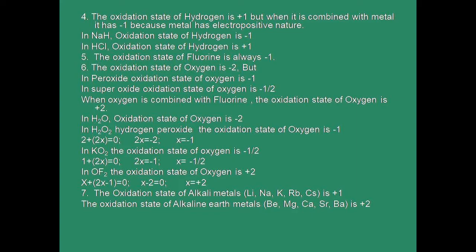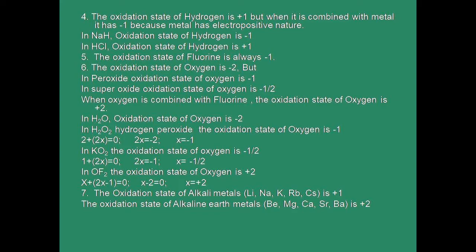Fourth point, the oxidation state of hydrogen is +1, always +1. But when hydrogen is combined with a metal, it possesses -1, because the metal always has +1 character because of its electropositive nature. For example, NaH. Here Na is a metal, so the metal having +1 means the hydrogen has -1. The oxidation state of hydrogen here is -1.